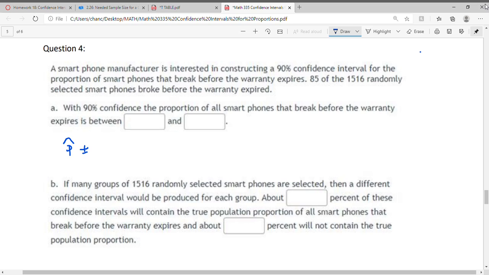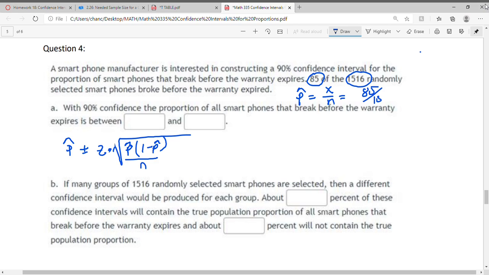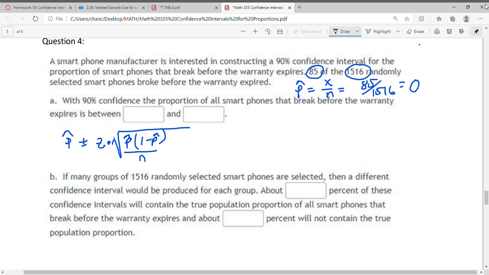P hat plus or minus z times the square root of p hat times the quantity 1 minus p hat over n. Now in our particular problem, we can find the p hat by looking at x divided by n, or the number of successes divided by our sample size. That's 85 out of 1,516. This gives me a value of approximately 0.0561. We need to find z, and z we can get from our t-table.